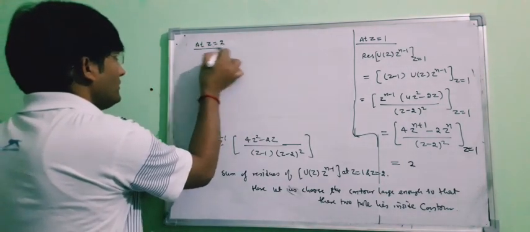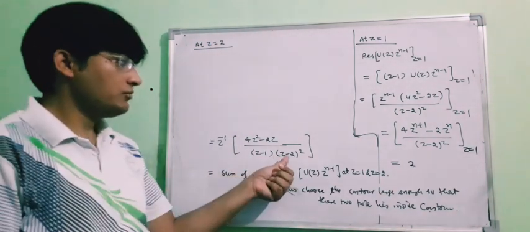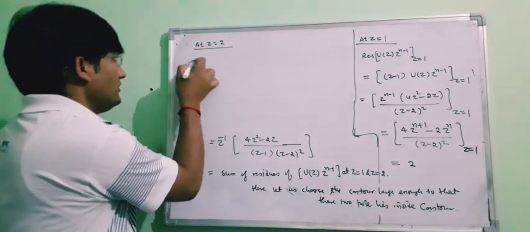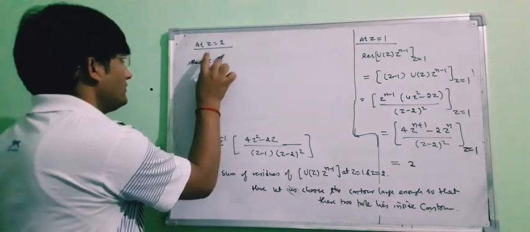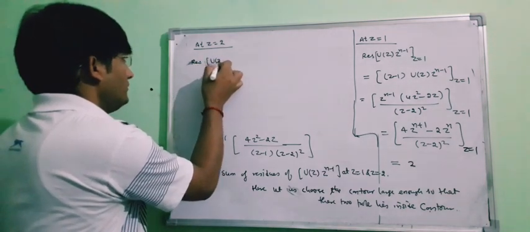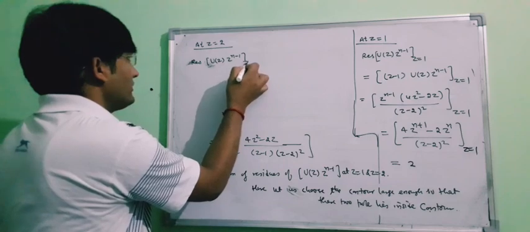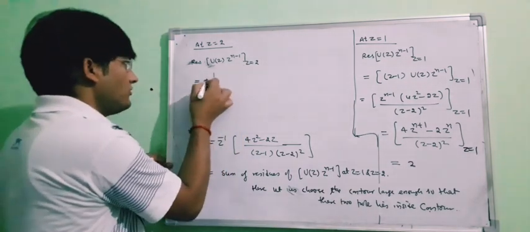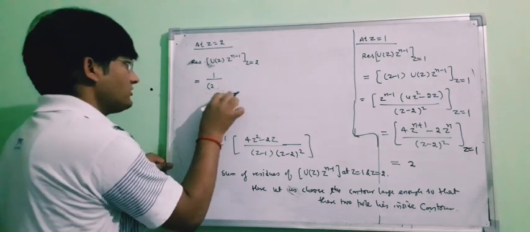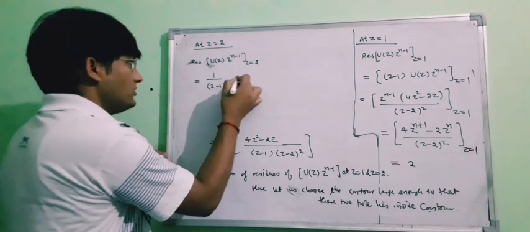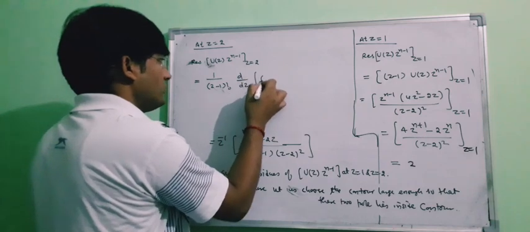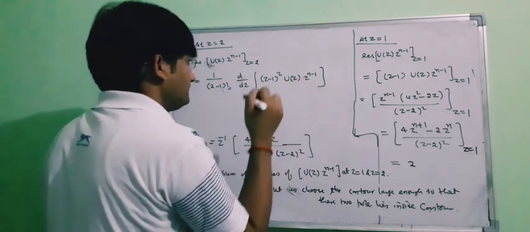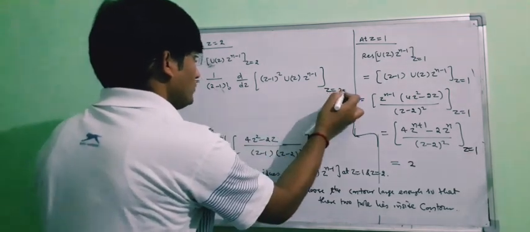now here z equal to 2 is a pole of order 2. So if this is a pole of order 2, then use the formula. Now the residue of f(z), residue of u(z) into z power n minus 1 at z equal to 2. As this is a pole of order 2, we will use the formula 1 over (n minus 1) factorial. So this means 1 over (2 minus 1) factorial into d by dz of (z minus 2) whole square into u(z) z power n minus 1, and the value at z equal to 2.